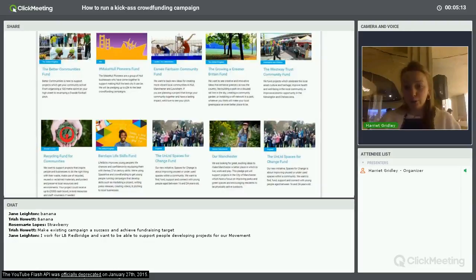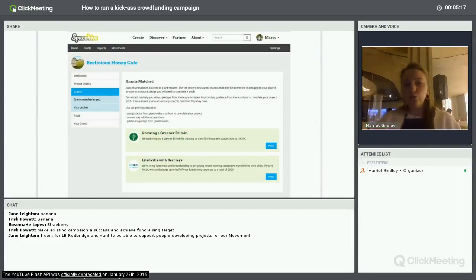And when you upload your project idea onto Spacehive, if you haven't done already, you will be matched to any relevant funding pots. So, for example, this project, Belicious Honey Cafe, was matched to the Growing a Greener Britain Fund, which is for green spaces, anything sort of environmental. And it's also been matched with the Barclays Life Skills. So then all you would need to do is go in and pitch.